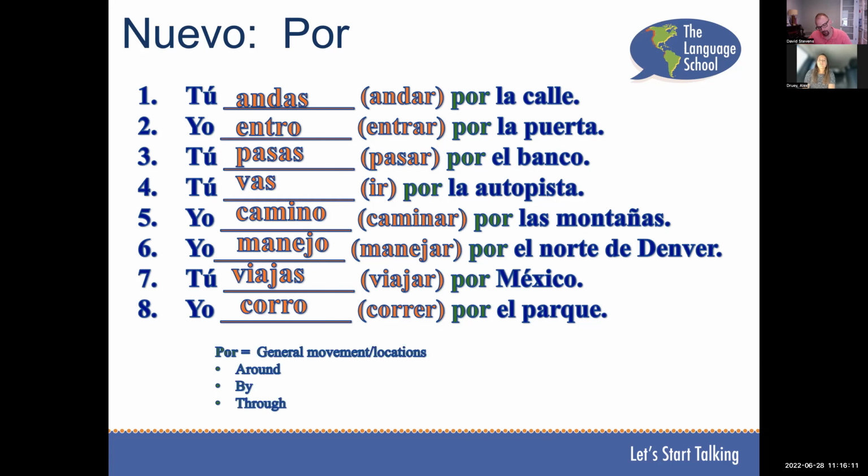So por, I'm not teaching you this word, but it's a preposition. It doesn't translate very well. It can mean multiple things. In Spanish, we use the por to connect movement to the rest of the sentence, if we're trying to express general movement, right? So it can kind of translate to things like around, by, or through.